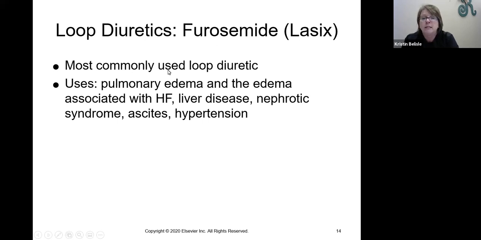Lasix, or furosemide, is the most commonly used loop diuretic. We use it for pulmonary edema and edema associated with heart failure, liver disease, nephrotic syndrome, ascites, and hypertension. I've talked a little bit about all of those, but you should know what we use it for. So if a client or patient comes in with edema associated with heart failure, what drug do you think the physician would most likely prescribe? It would be a loop diuretic, because we want to pull off the edema.